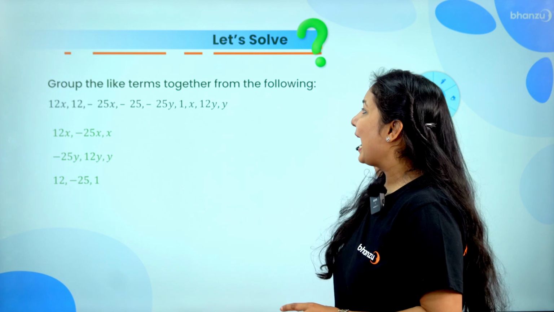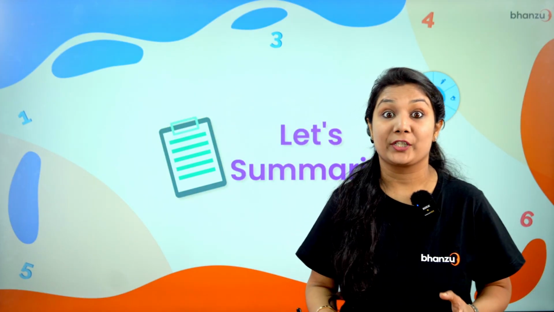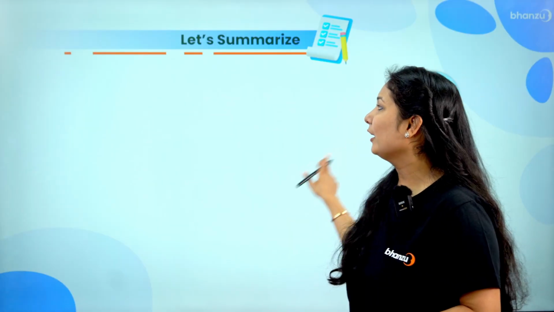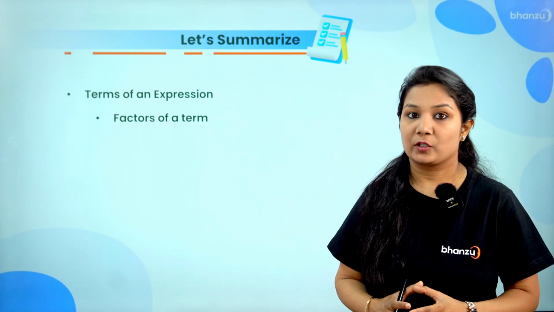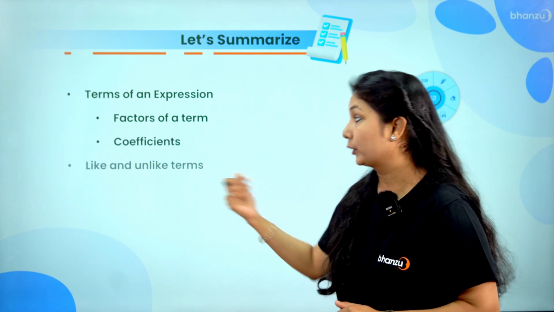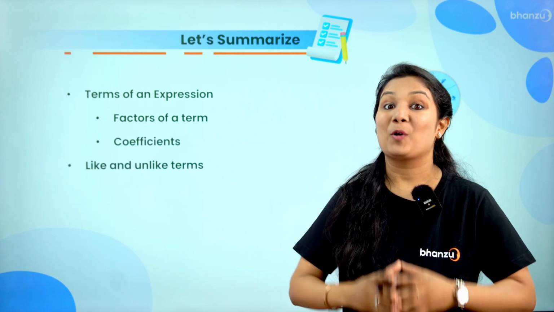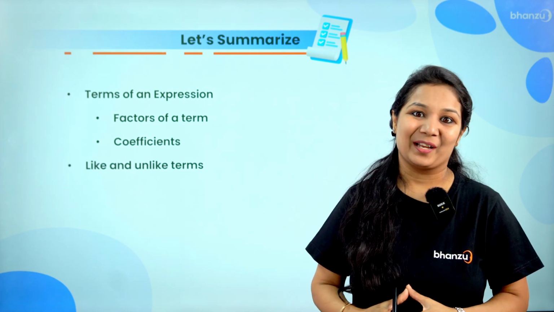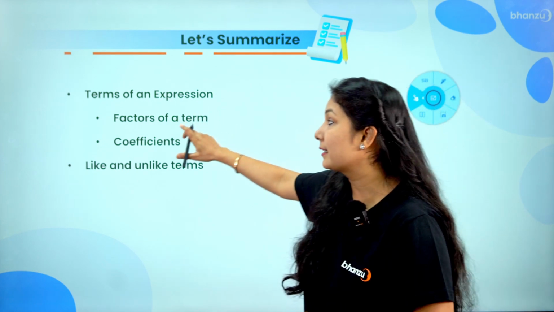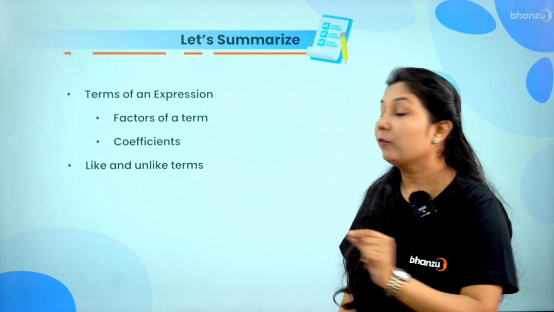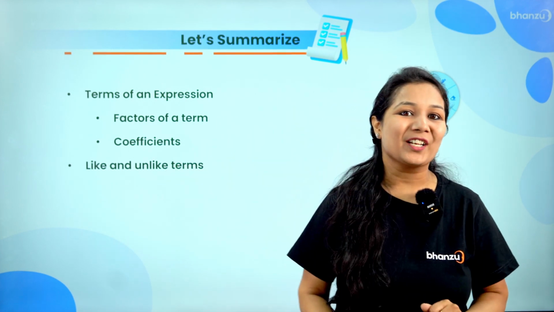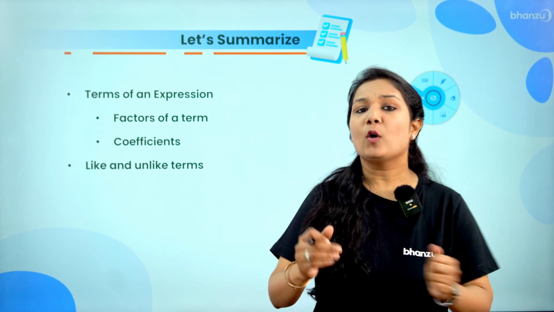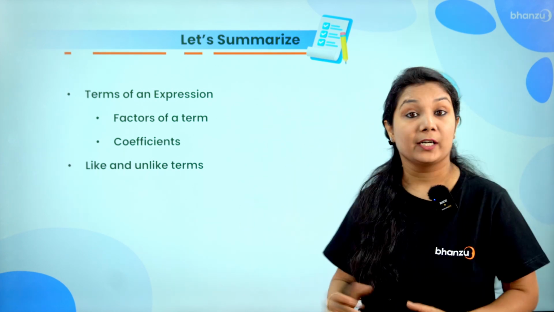So let's move ahead and see what all we had done in today's session. What all we need to summarize. We had talked about terms of an expression, which includes factors and its coefficient, and then we had talked about what are the different like and unlike terms. How do we differentiate them, right? So do not forget minus sign while writing the factors, and do not forget to check the algebraic factors while differentiating the like and unlike terms. I hope everybody has understood what all we had covered in today's session.